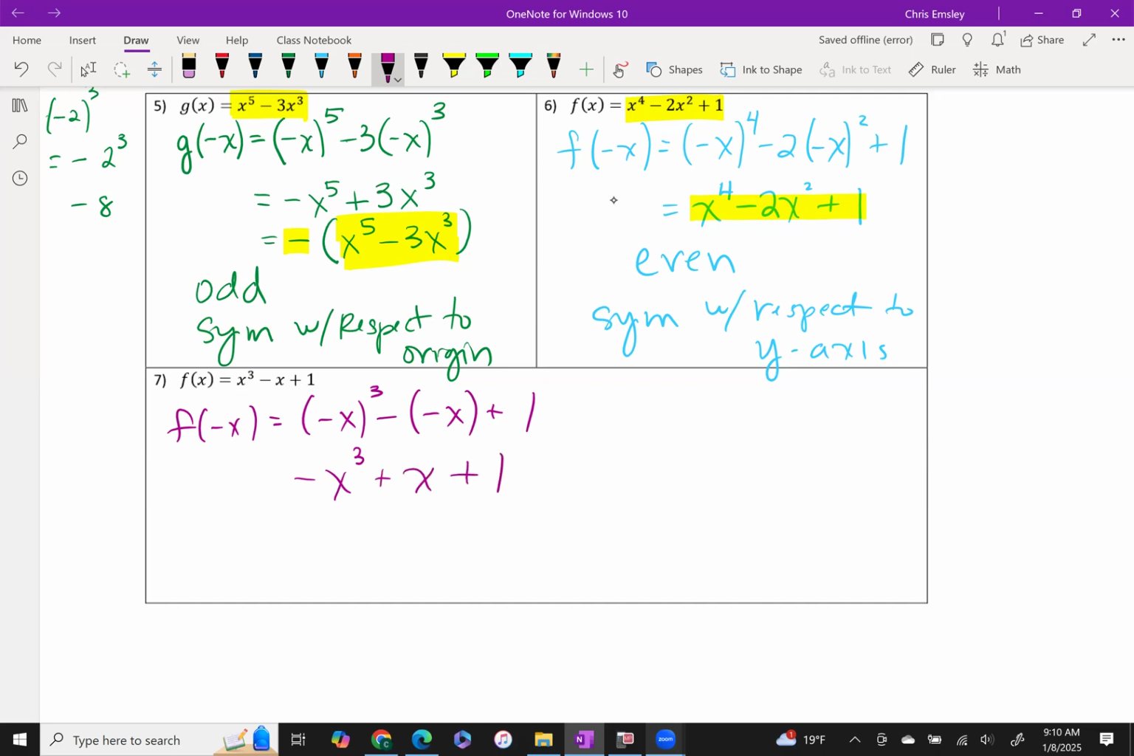Now, this isn't exactly what I started with for sure, so I'm going to factor out a negative sign. Is it the opposite of what I started with? It is not. It doesn't match what I started with. It's not the opposite of what I started with, so this one is neither even nor odd, and that means it has no symmetry.